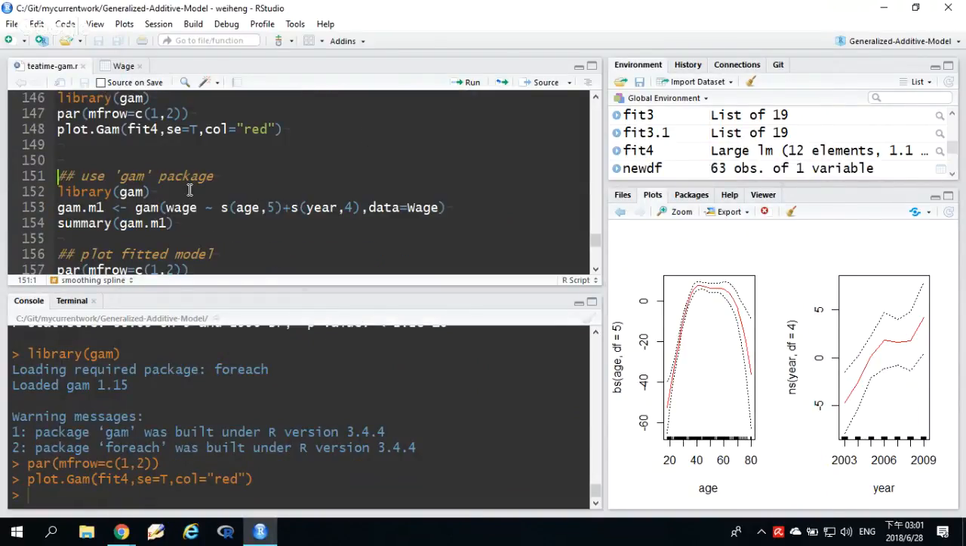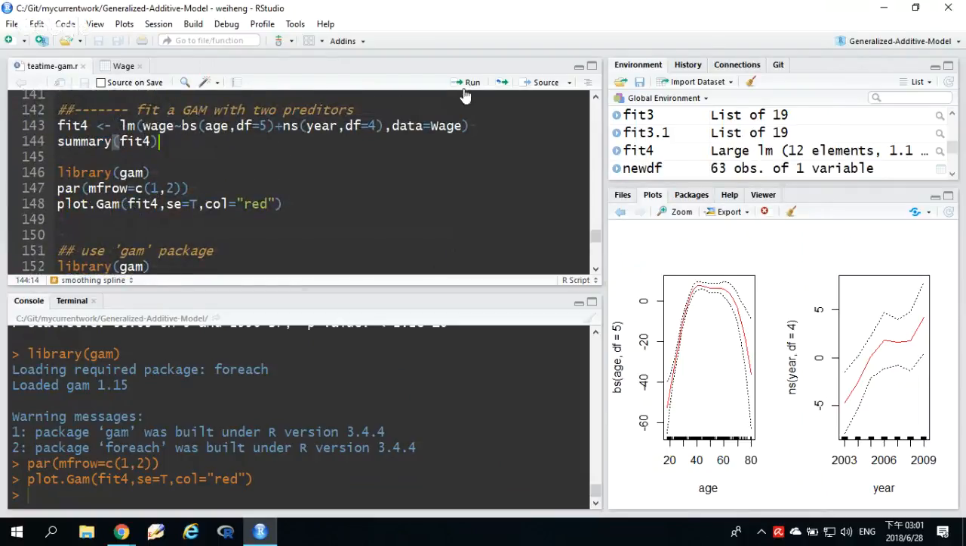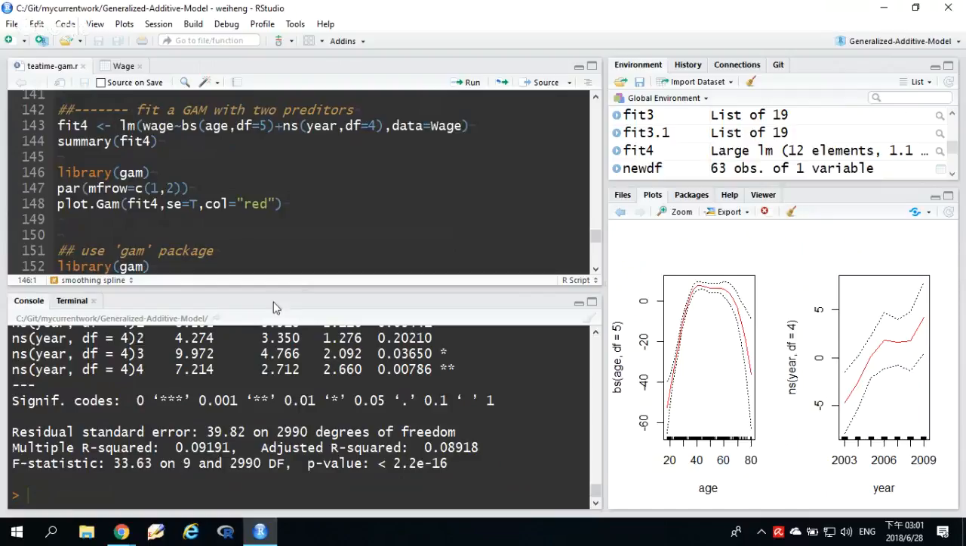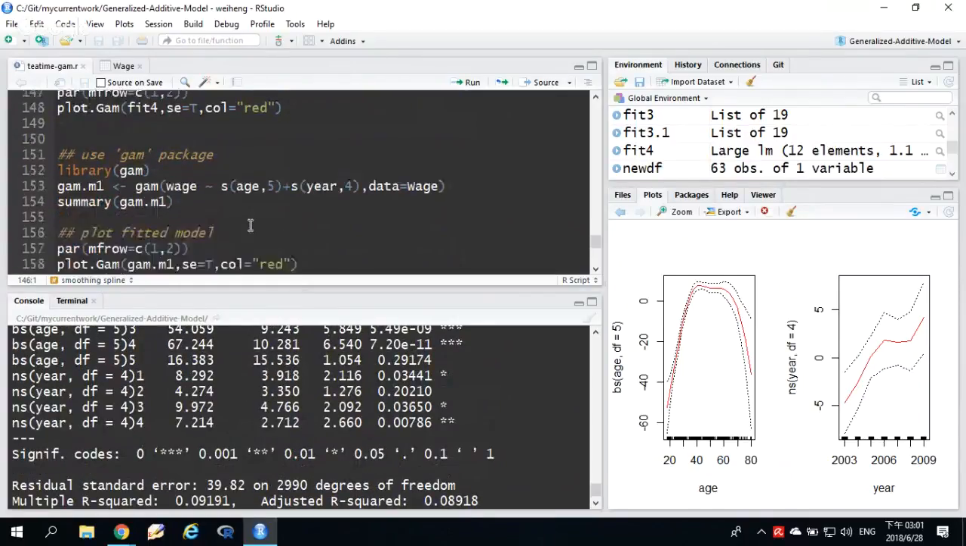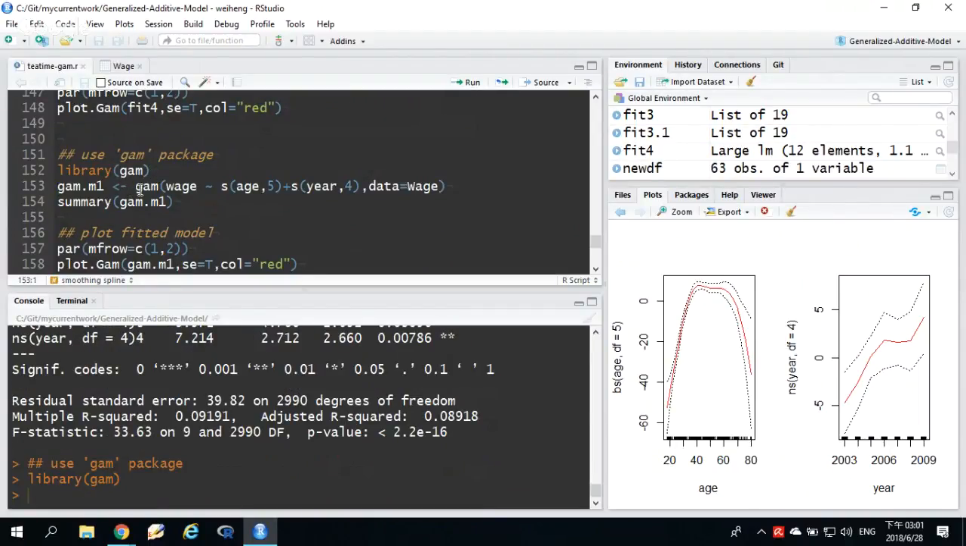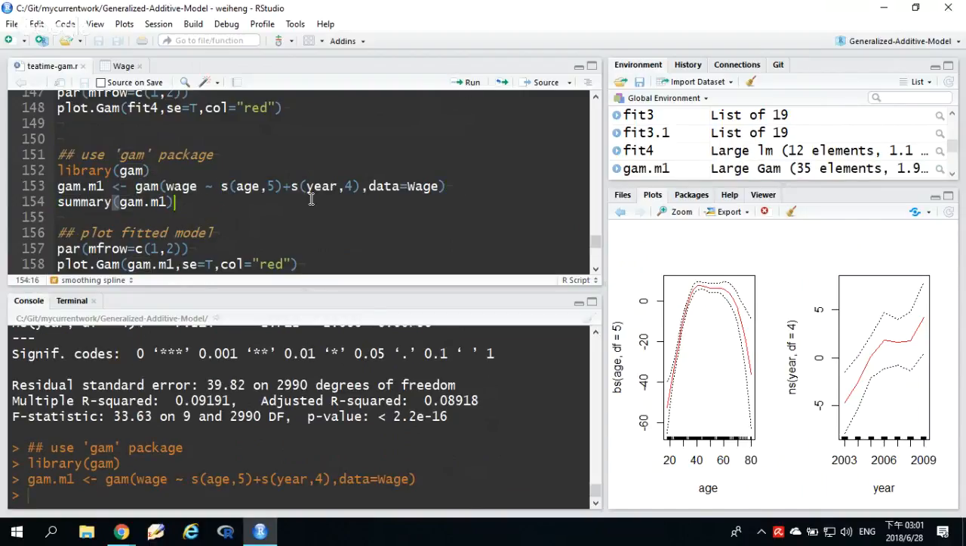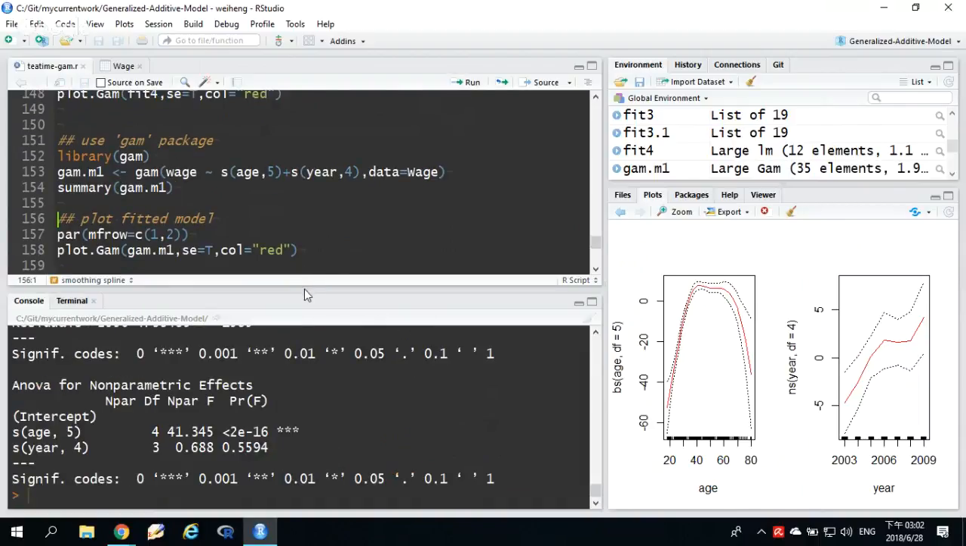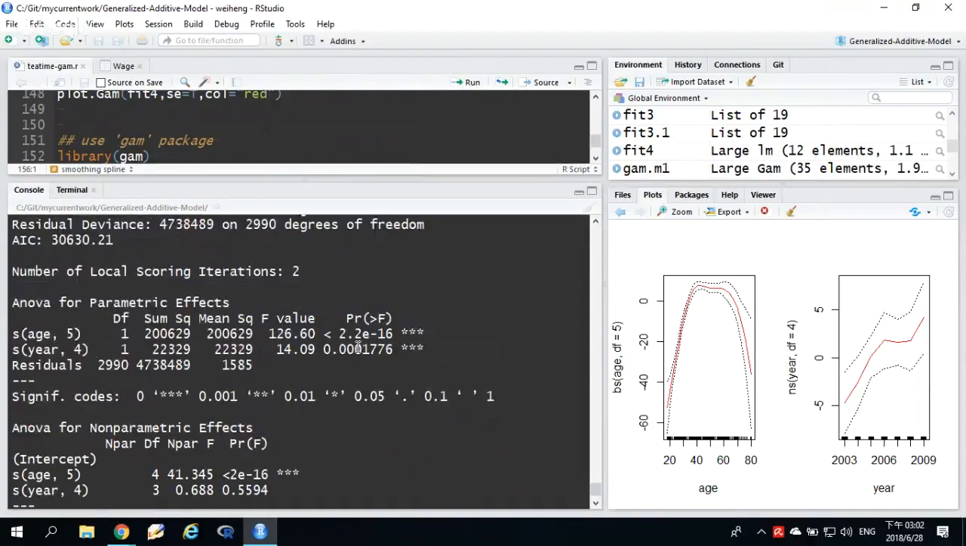So you can see the summary results like this. And the second way is to use the gam package to fit the GAM model. We just need to load library gam and use the gam function. And in this case, we only need to use the smoothing spline. And they will show the result like this.